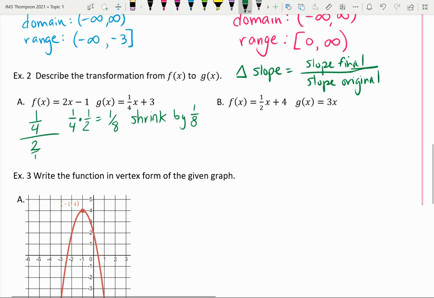Visual aids are definitely helpful. f of x has a y-intercept of -1, and g of x has a y-intercept of 3. So what's the change? To go from f of x to g of x, I'm going to shift up 4. So that's my change, up 4. So here's my answer: shrink by 1/8 and up 4.